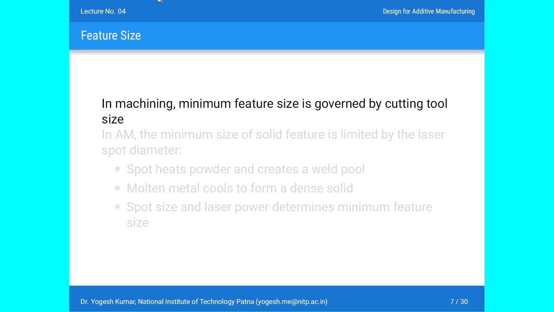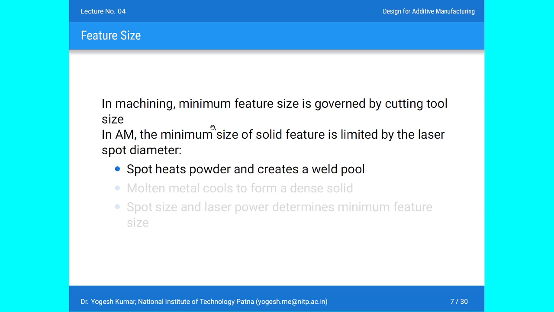In machining, the minimum feature size is governed by cutting tool size, but in additive manufacturing, the minimum possible size of a solid feature is limited by the laser spot diameter. Obviously, in metal additive manufacturing, we are using a laser. So your laser spot diameter plays the major role in deciding your minimum possible feature size.